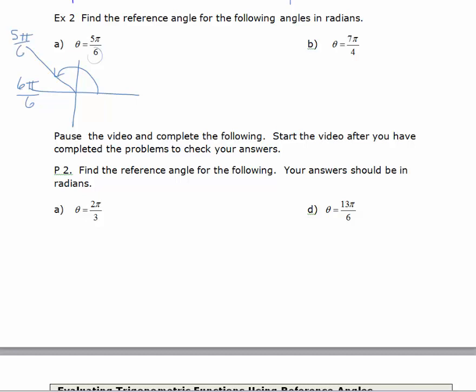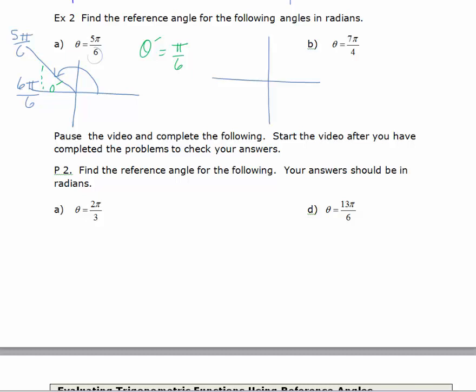So my reference angle, the little acute angle that I make with the x-axis, is just going to be the difference between these two. The reference angle is going to be pi over 6. Let's look at 7 pi over 4. We're going to do the same thing. We're going to draw the angle.